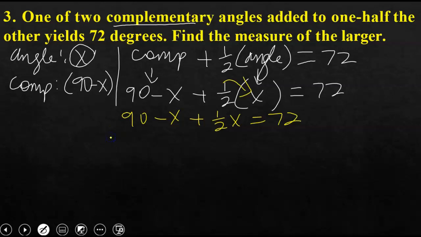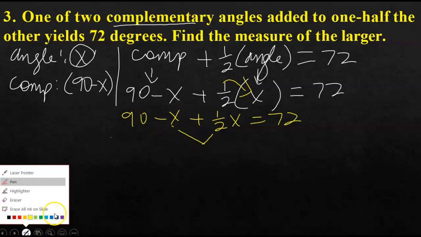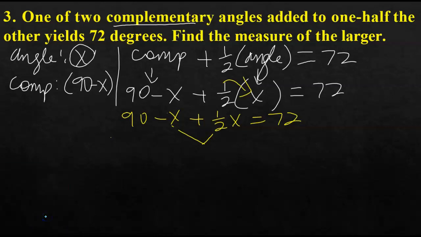We can add these two together. This is negative 1/2, negative 1. So this is like, there's 1 there. So it's negative 1x plus positive 1x. That will give us negative 1/2 x. So it's negative 1/2 x left there.